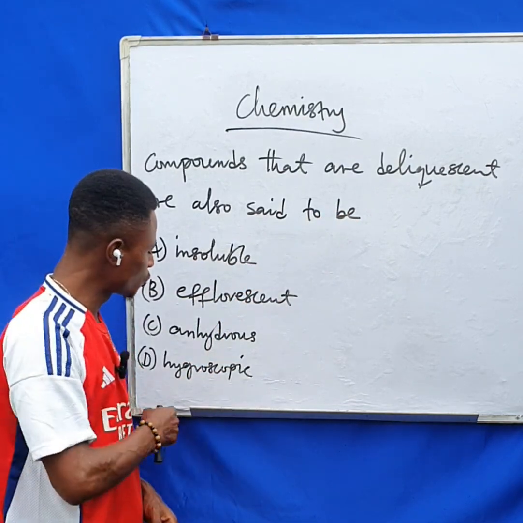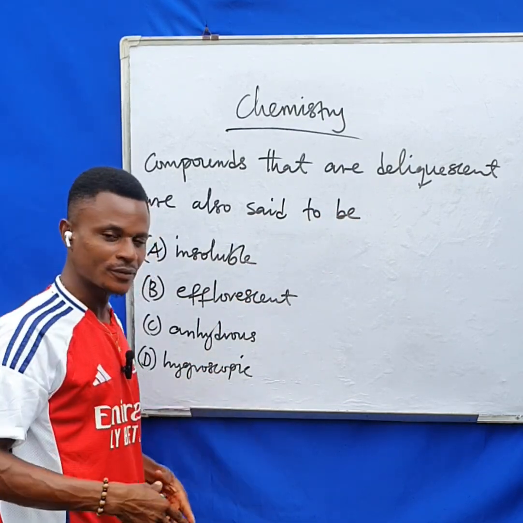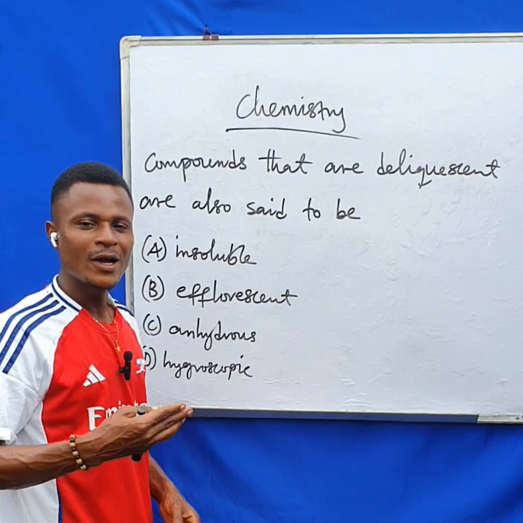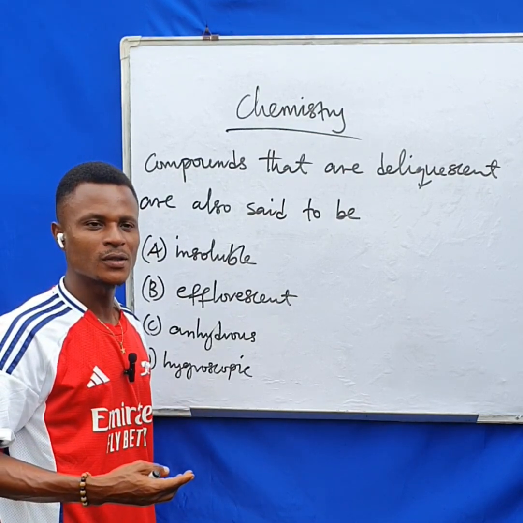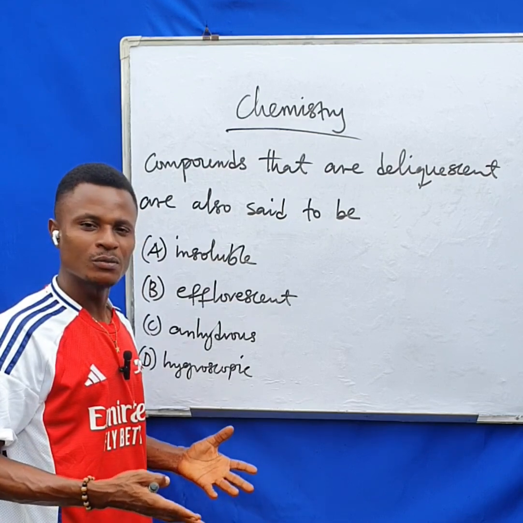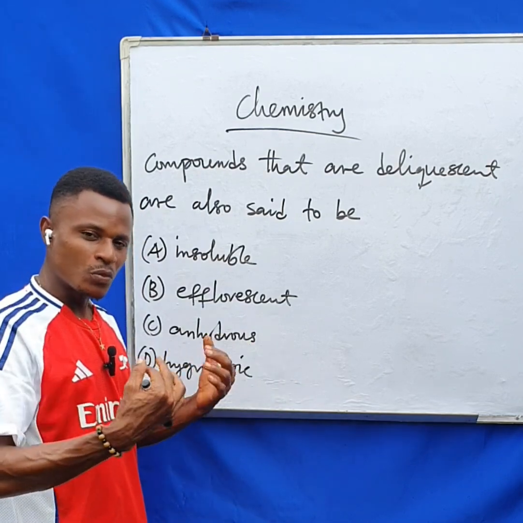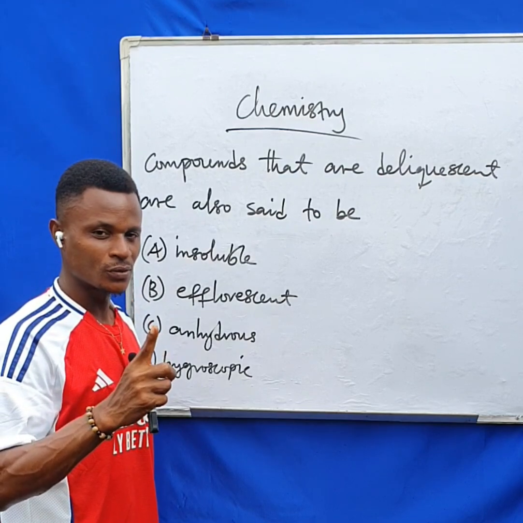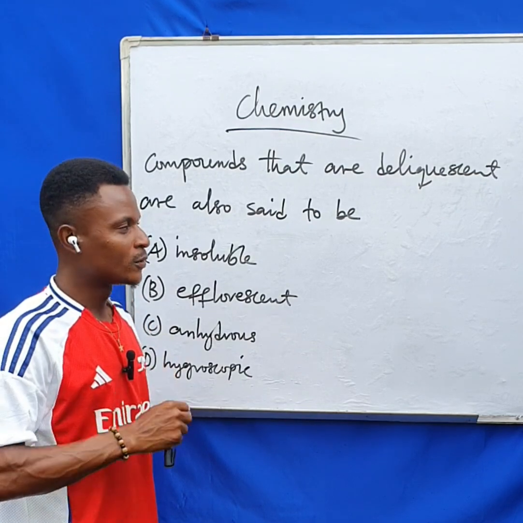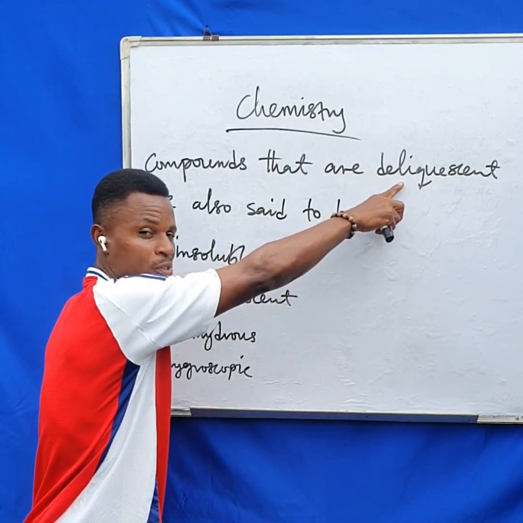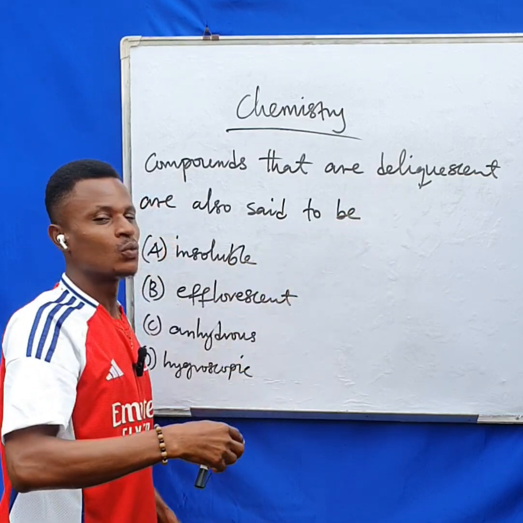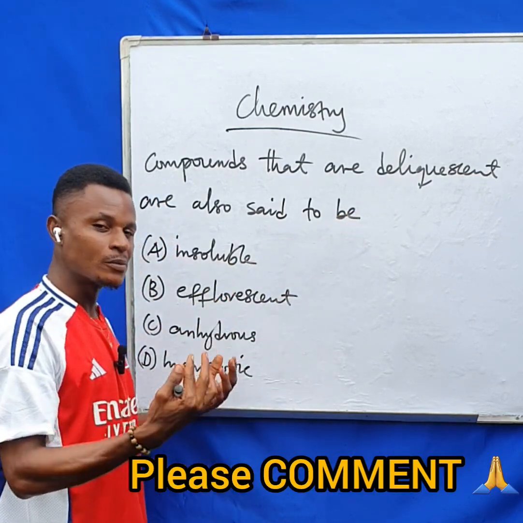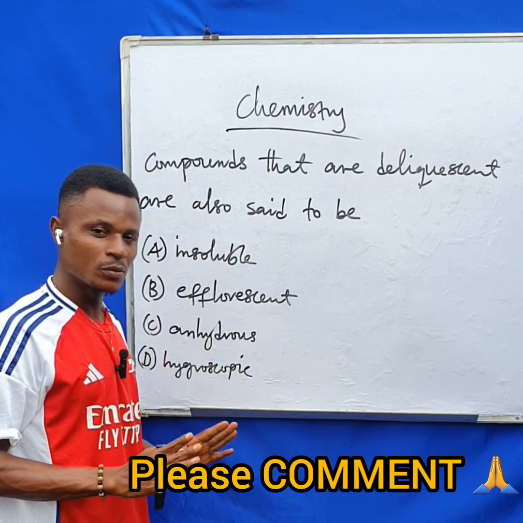So let's look at the last option, which is option D, hygroscopic. What are hygroscopic compounds? Hygroscopic compounds are those compounds that, when exposed to the atmosphere, will absorb moisture from the atmosphere, but will not dissolve in it to form a solution. Deliquescent absorbs moisture from the atmosphere, which is enough for it to even dissolve in it to form a solution. But hygroscopic will only absorb, but will not dissolve in it to form a solution.